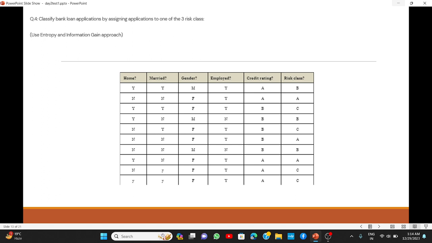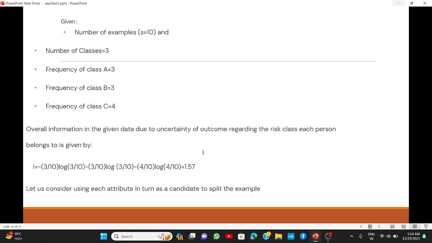Question number 4. Classify bank loan application by assigning application to one of the three risks. Use entropy and information gain approach. So the table is given in which there are six attributes: home, married, gender, employed, credit rating, and risk class. We have given number of examples is equal to 10, number of classes are 3, frequency of class A is 3, frequency of class B is also 3, and frequency of class C is 4.